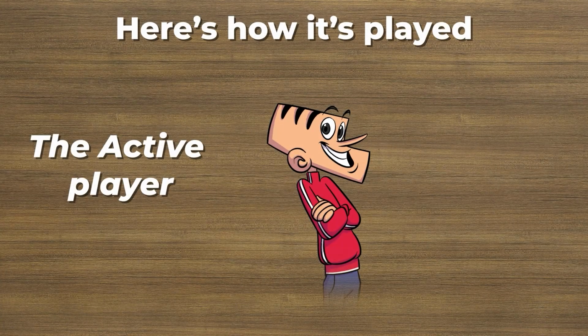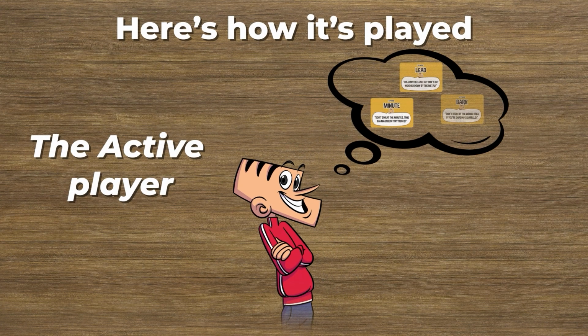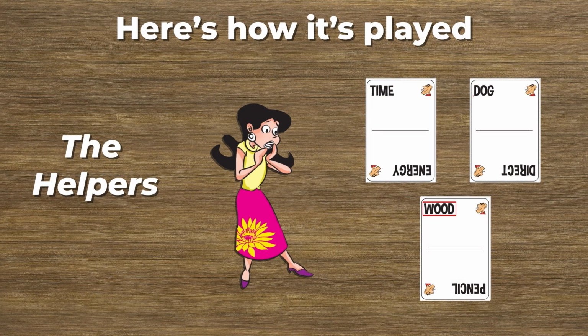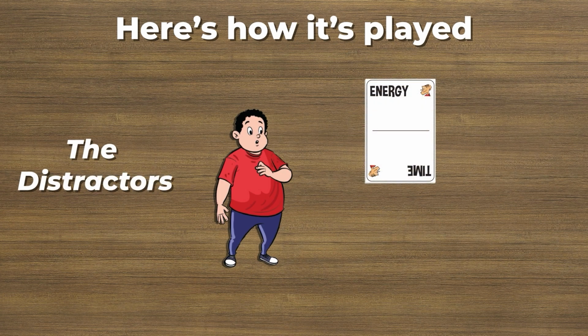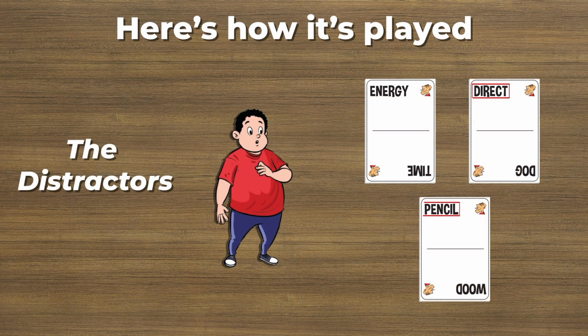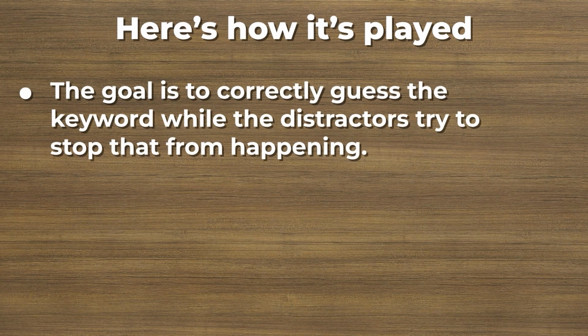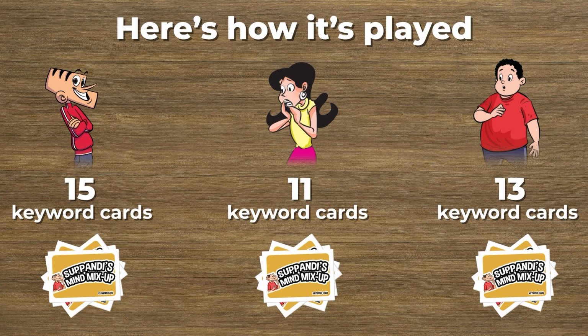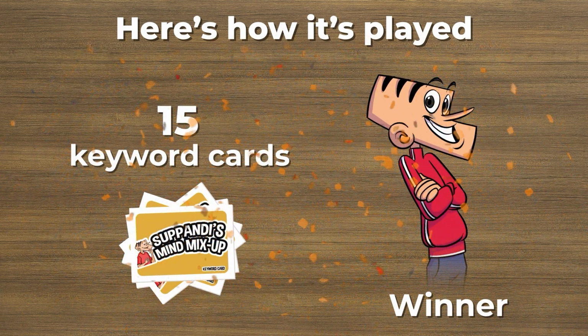Here's how it's played. The active player, assuming the role of Supandi, must guess the correct keyword by analyzing the clues provided by their other players. Some players, the helpers, give honest clues to assist, while the others, the distractors, give misleading clues to confuse. The goal is to correctly guess the keyword while the distractors try to stop that from happening. The player who has won the most keyword cards is the winner.